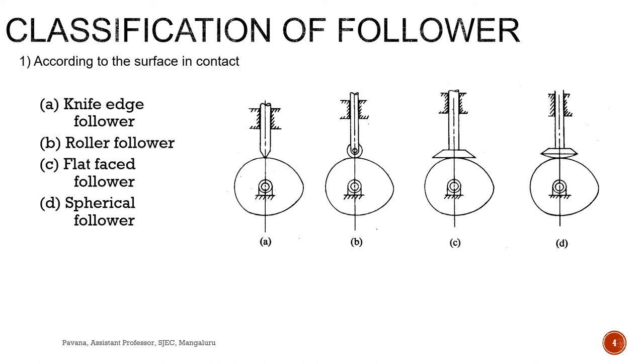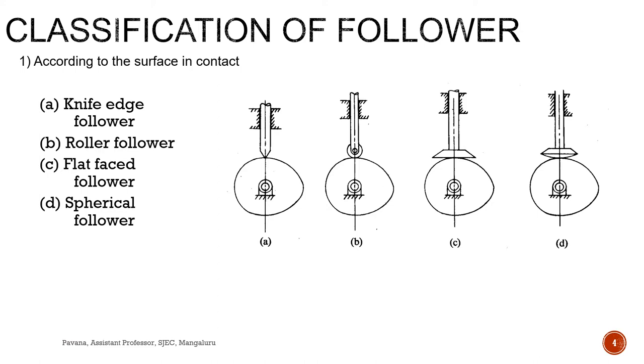The thrust can be further reduced by properly offsetting the follower from the axis of rotation of cam, so that when cam rotates, the follower also rotates about its axis. So this is a commonly used method to avoid the thrust. This is mainly used in the case of automobiles, where we can see this type of follower.